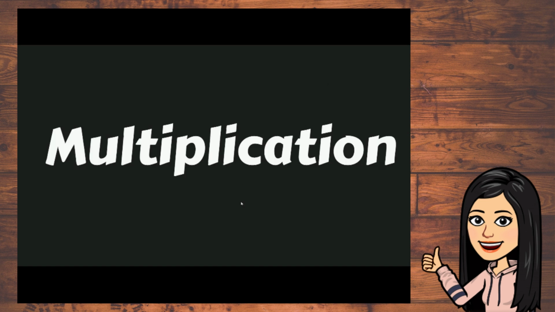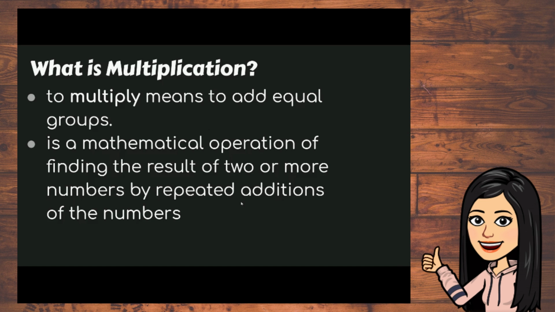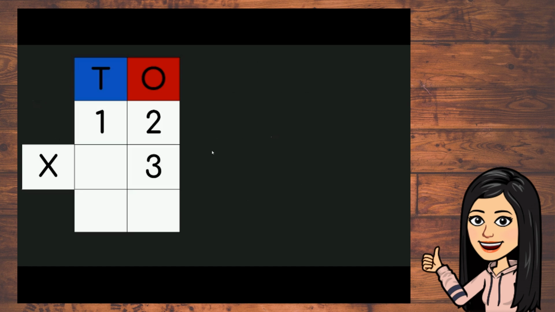Okay, now shall we start? So again, let us have a quick recall of what multiplication means. When we say multiply, it means to add equal groups. It is a mathematical operation of finding the result of two or more numbers by repeated addition of the numbers. Now, we have here a multiplication sentence in a place value chart form.